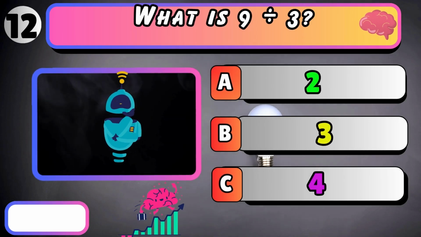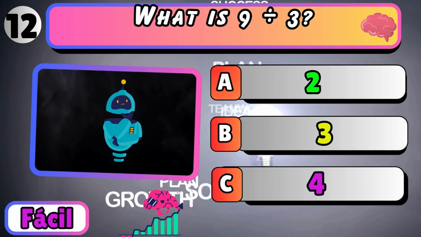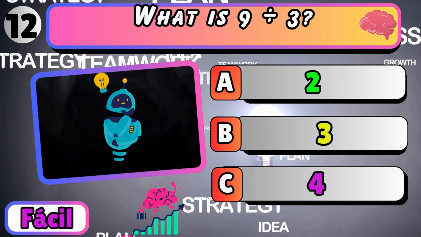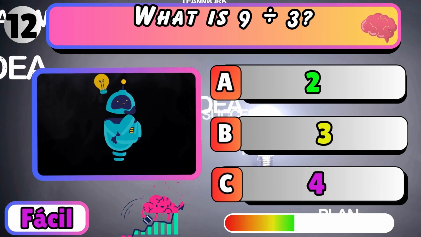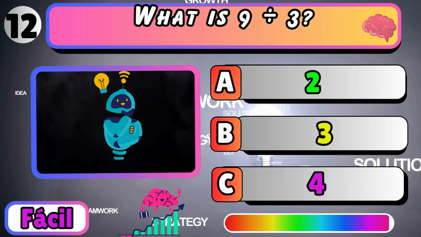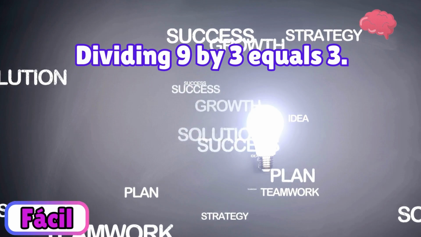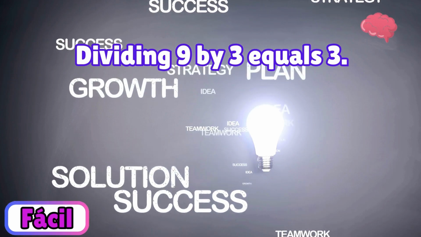What is 9 divided by 3? 2, 3, or 4? 16. Multiplying 4 by 4 equals 16.